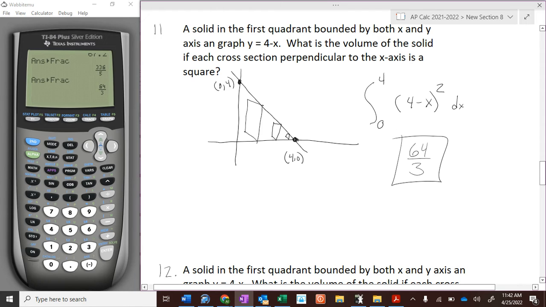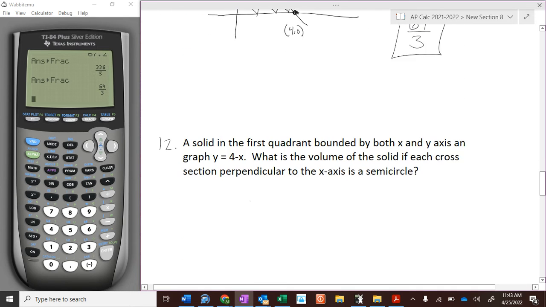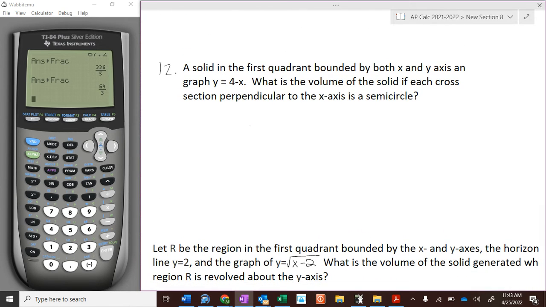Is it always going to be a square or is it going to be a differential? If it's a square, then it's a square. Of what? That's my favorite part. The semicircle.